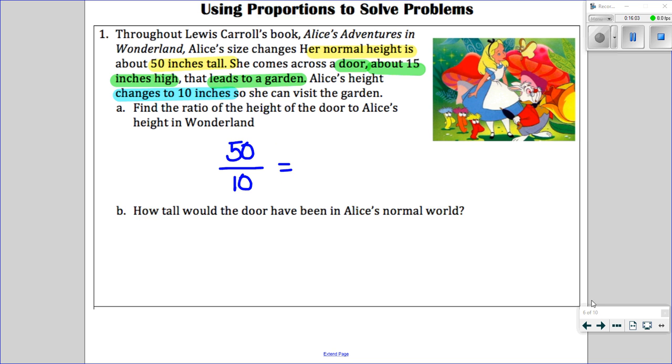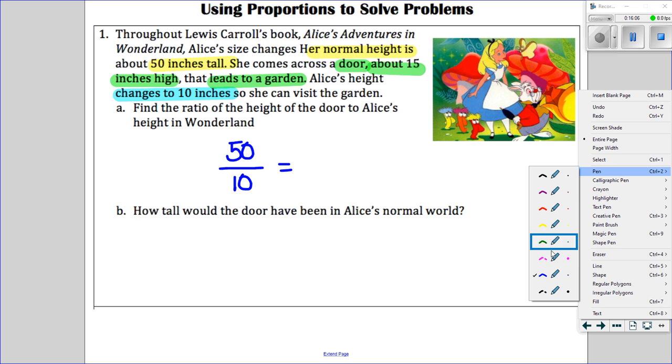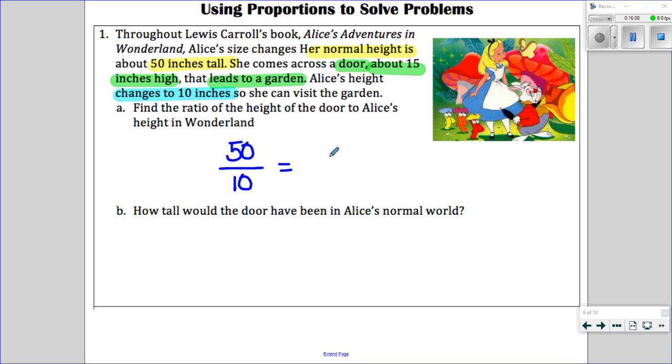That means that for the garden door, let me make sure she shrunk. Yeah. So that means for her to be 10, and for her to fit through the 15-inch door, she had to change her size to 10. So I'm going to put it down here because this represents the garden size. We don't know what the door size is, so I'm going to put that as X.